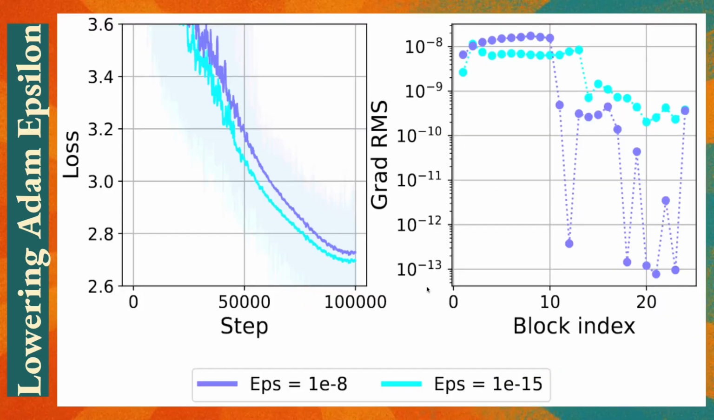So these two charts are showing the benefit of going from purple, which is 1e-8, to blue, which is 1e-15. So we get a benefit of having lower loss. And then we get the related benefit, that as we go through the block index, the gradient RMS stays within a couple of orders of magnitude, whereas for our 1e-8, the gradient RMS spanned across 5 orders of magnitude.